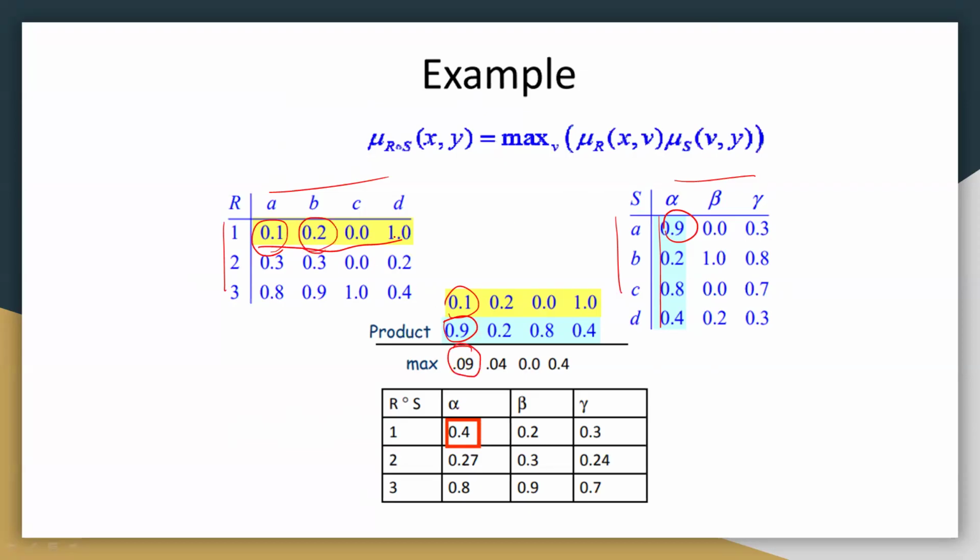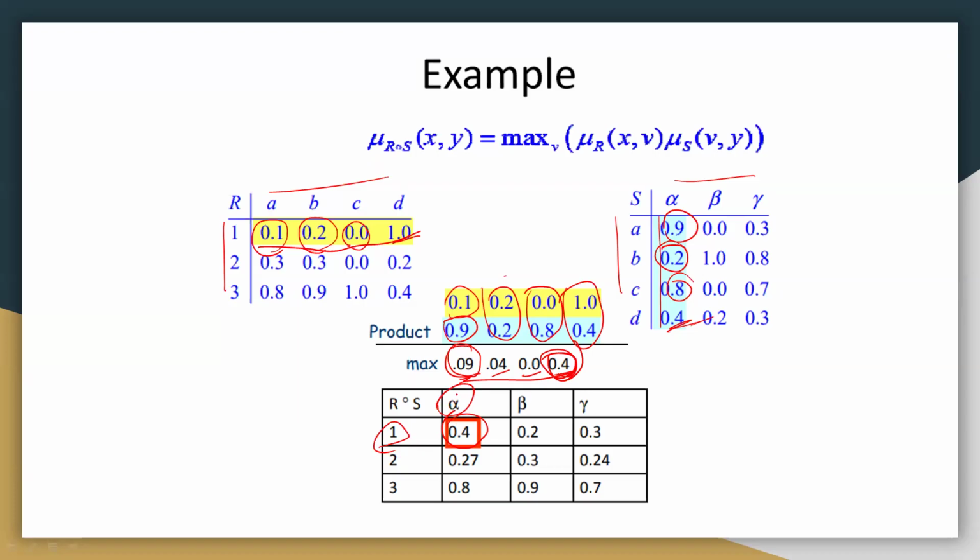Then find the product between 0.2 and 0.2, the second elements in each, and you get 0.04. Then 0 and 0.8, that is nothing but 0. So that is what is shown here. Then you have a 1 and a 0.4, so the product of this is 0.4. Now find the maximum among all the four. These are 0.09, 0.04 and 0, so naturally 0.4 is the largest. So 0.4 is the relation between 1 and alpha.